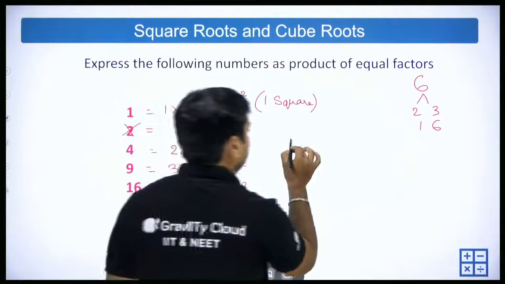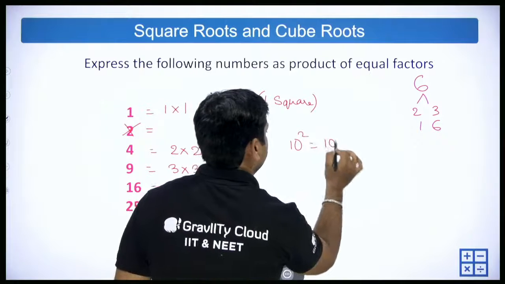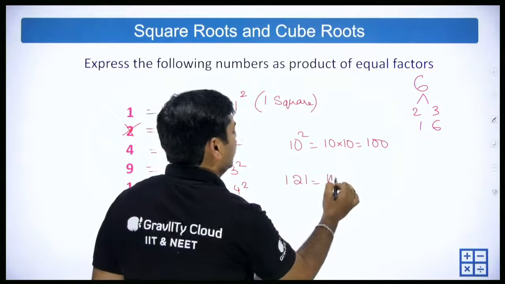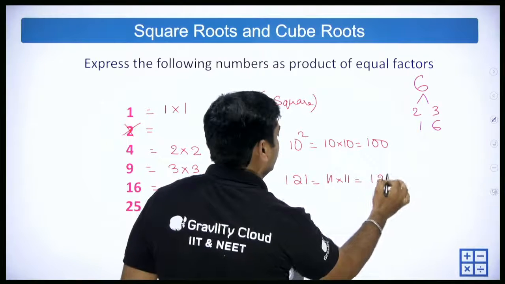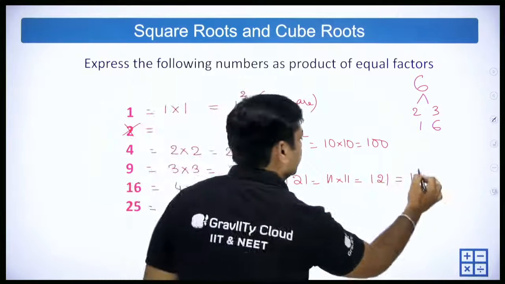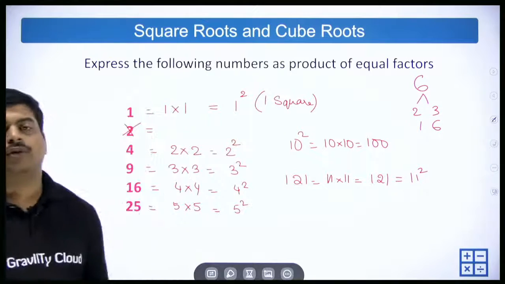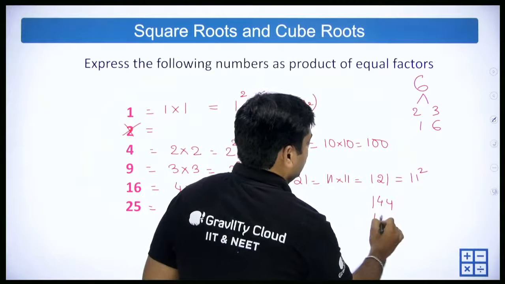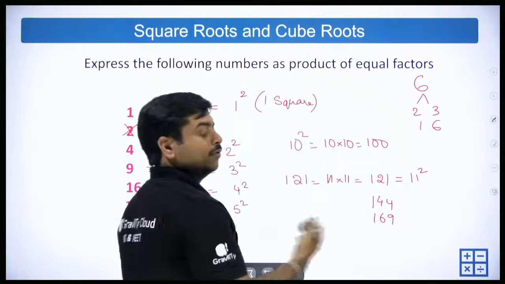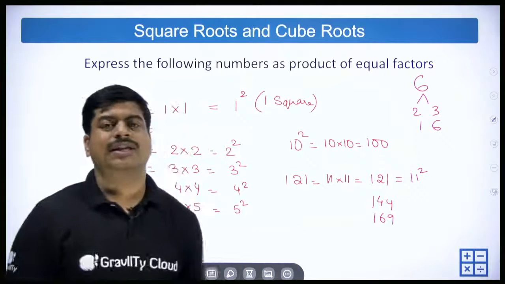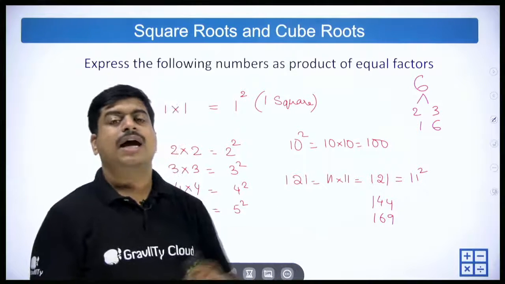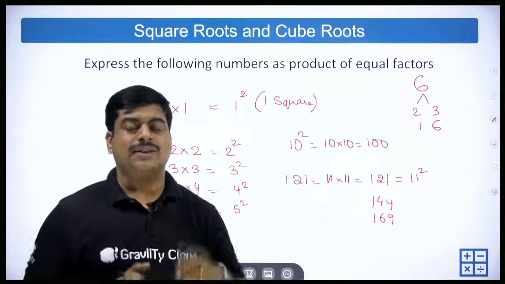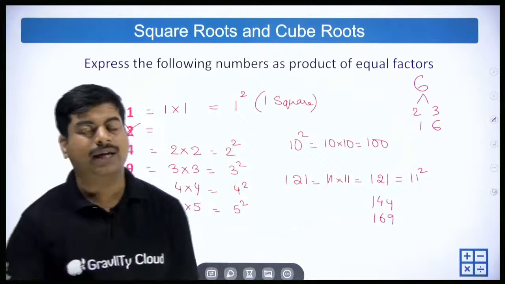For example, I write 10 square, which means 10 into 10, which is 100, correct? I have 121, we can write as 11 into 11, which is 121, which is 11 square. 12 into 12 is 144, 13 into 13 is 169, okay? 14 into 14, 15 into 15 is 225, 16 into 16 is 256, we just solved that. So in that way, we have the same number being multiplied, and again we get a square. We read that as a square, okay?